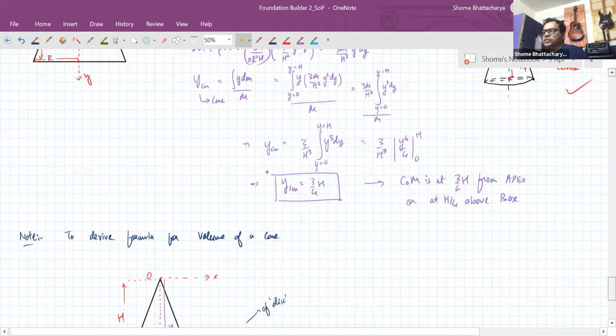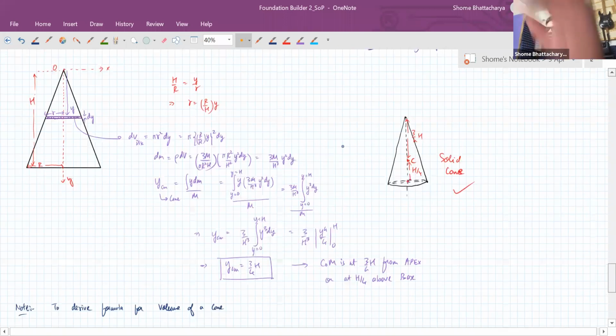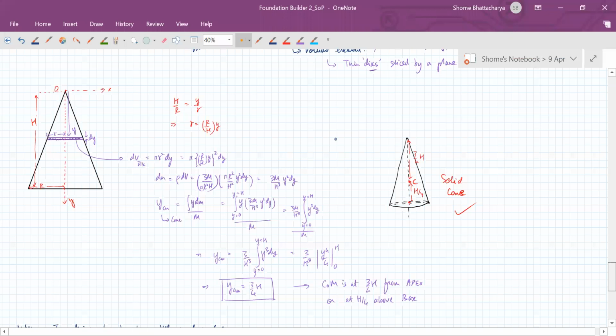Okay, so just make a review of this quickly and make sure you understand the steps. Tell me if there's any doubt, we'll discuss. So it's important that you understand the method as well as you remember the final formula of the position of center of mass of solid cone also.